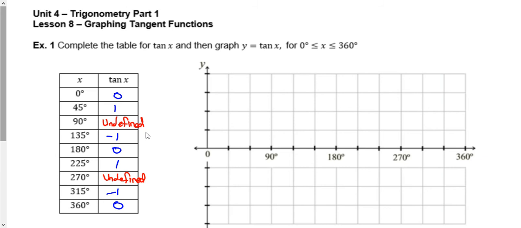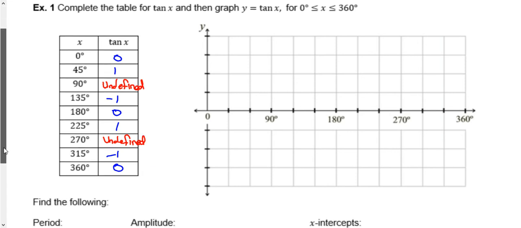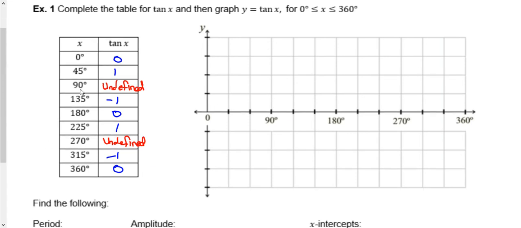Let's start off our graph with these undefined lines. An undefined line in this case here, of course, is a vertical asymptote. So in my graph here, I'm just going to draw two vertical asymptotes, one at 90, one at 270. There you go. So that means our graph is going to skip these lines, of course. There you go. Arrowheads on each end.